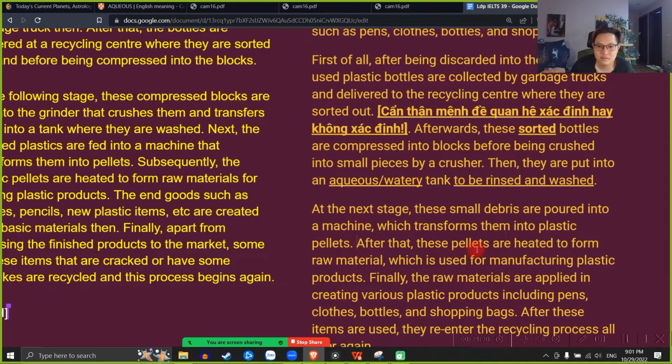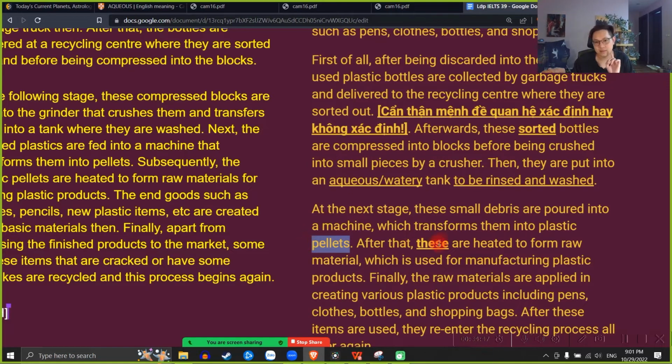After that, these pellets. Lặp lại chữ pellets này nó không nên lắm. Tại vì cùng là danh từ nè. This is a noun, this is a noun. So you should not repeat that one. Okay, just use the word these, okay? The word these can refer to pellets plural here. Cái từ these này nó thay thế cho được cái từ pellets số nhiều này ở đây. Cho nên không có cần phải lặp lại đâu. You do not need to repeat the word pellets here.